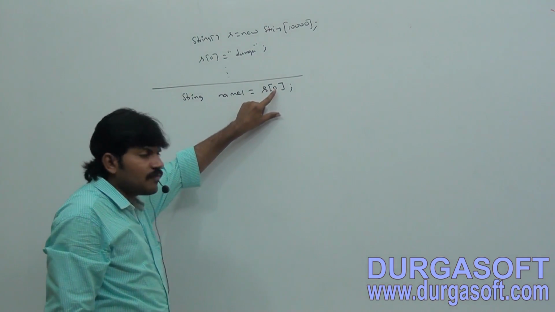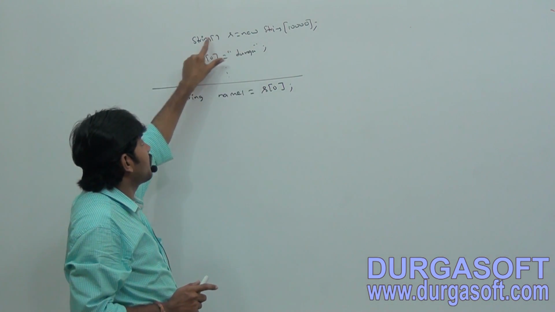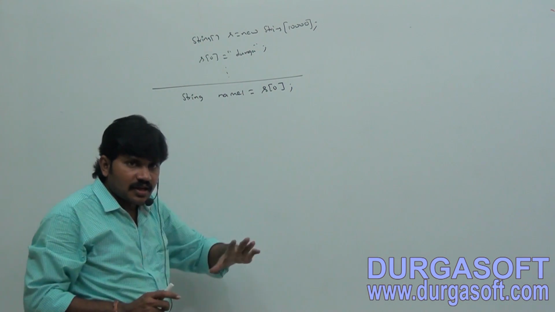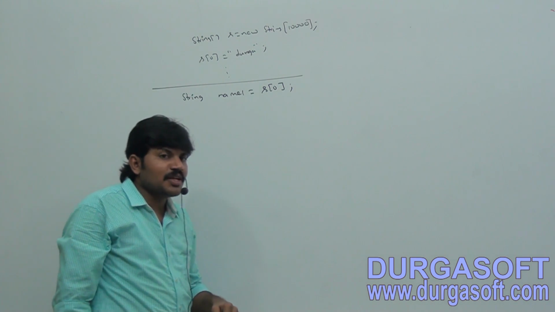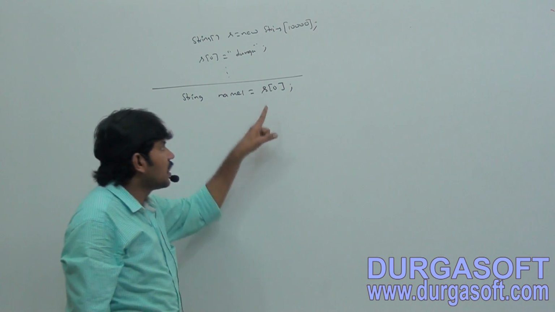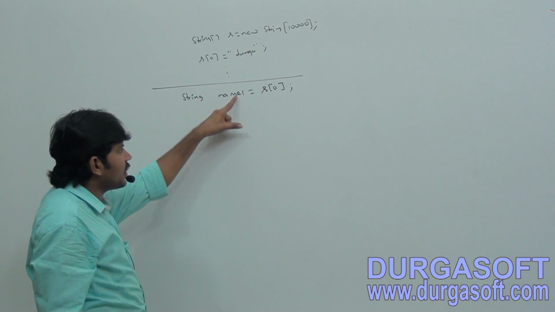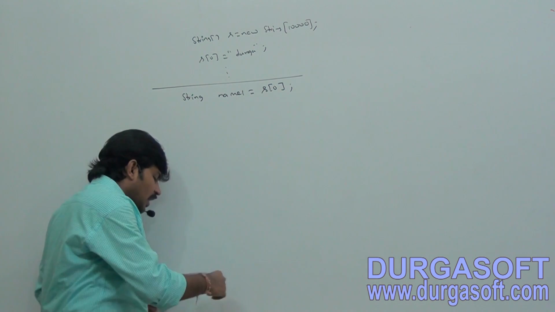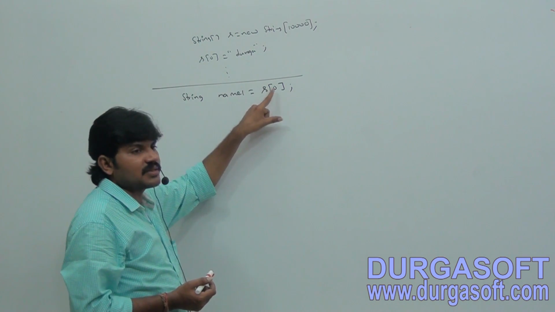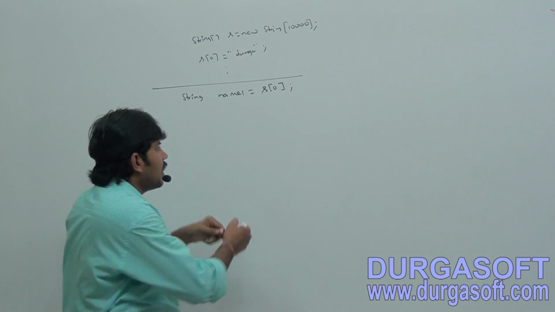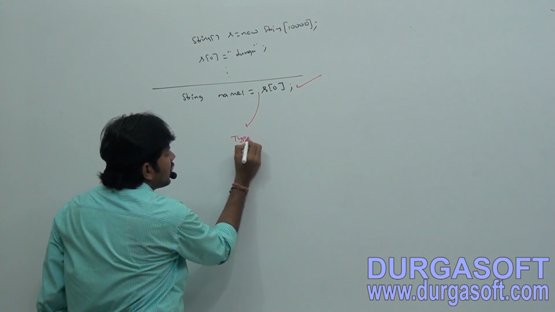Do you know s of 0? S is what type? String array. In the string array, s of 0 is nothing but the first element. The first element is of what type? String type. There is a guarantee, so you can assign it directly to the string variable. No problem at all. Is typecasting required? Not required, because s of 0 is always string type. Happily it is valid.